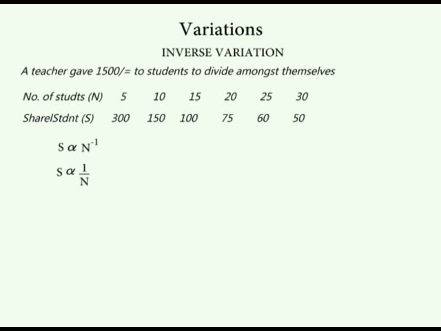In this case too, something is not changing. The total amount to be shared, that remains 1,500, and this is the constant k. And so s is equal to k times 1 over n, or s is equal to k over n. And k is 1500, and so the relationship is s is equal to 1500 over n. Again, the idea is always to find k.